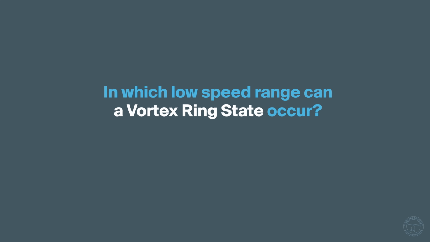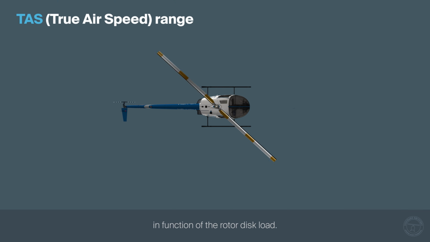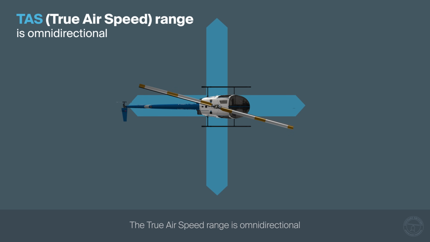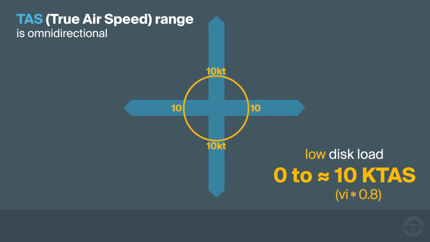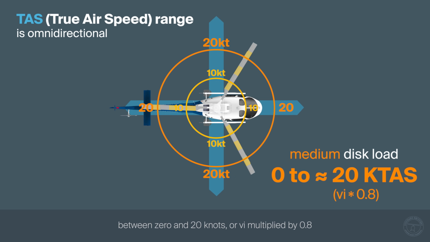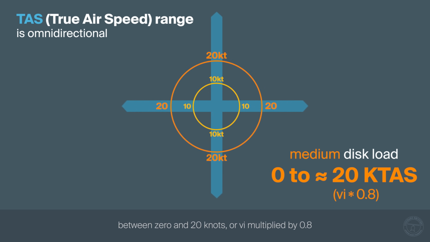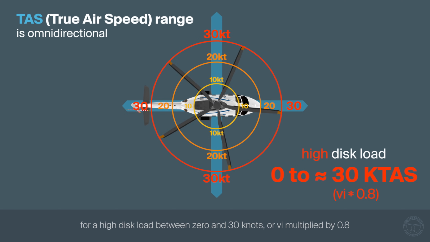In which low speed range can a vortex ring state occur? The true airspeed range to build up a vortex ring state in function of the rotor disk load. The true airspeed range is omnidirectional: for a low disk load between 0 and 10 knots, or VI multiplied by 0.8; for a medium disk load between 0 and 20 knots, or VI multiplied by 0.8; for a high disk load between 0 and 30 knots, or VI multiplied by 0.8.